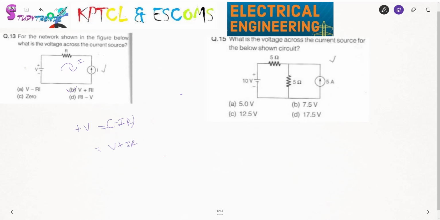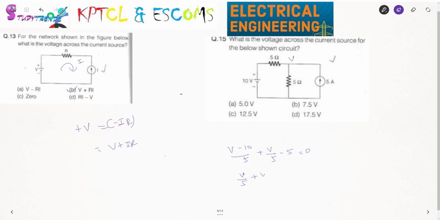So what is the voltage across the current source for the given circuit, right? What is the voltage across the current source? This is the current source. Let's apply the same principle, KCL: (V minus 10) by 5 plus V by 5, sorry, this is not plus, this is minus, 5 is equal to 0.